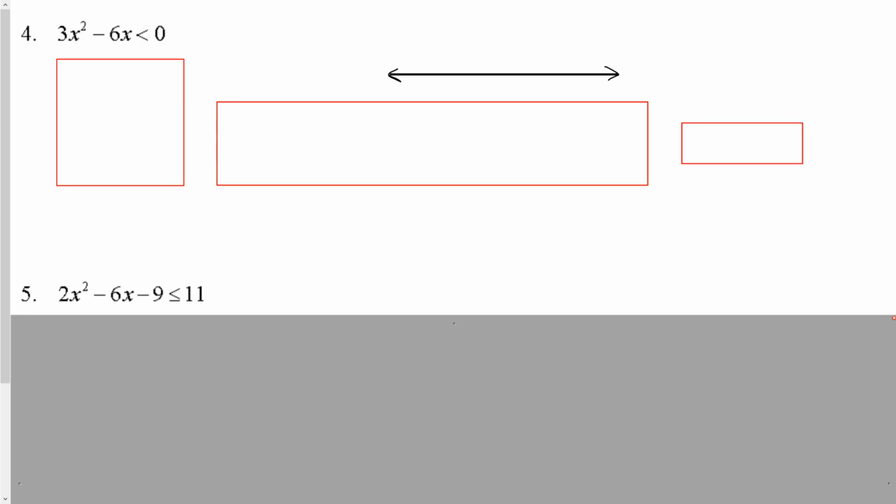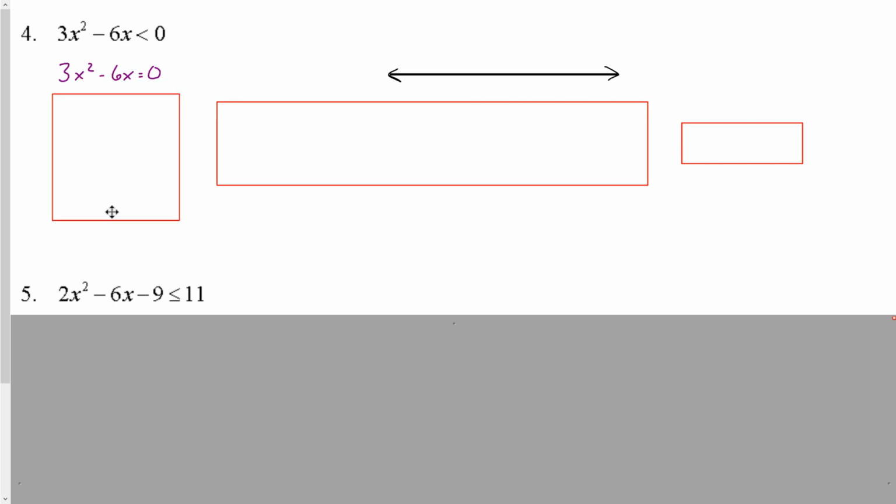So the next one I'll do for you is number 4. Following the same 5 steps as before, first step is to write your inequality as an equation equal to 0. So I don't have to add or subtract anything in this case. Now factoring. Remember, the first step in factoring is to always look for a GCF. In this case, we have a GCF of 3x.